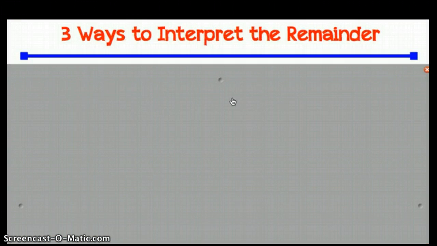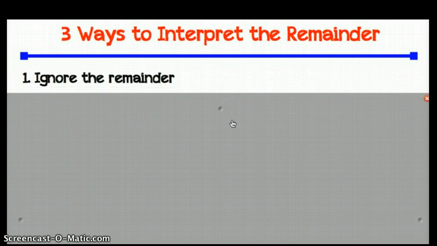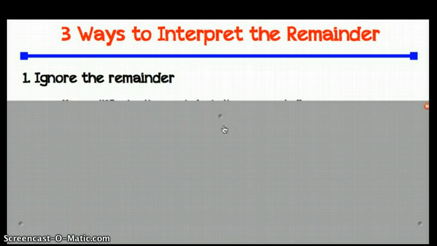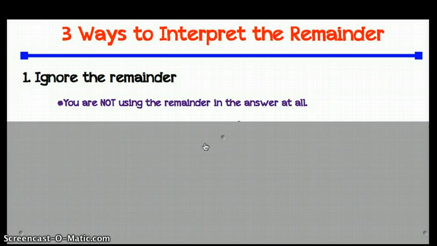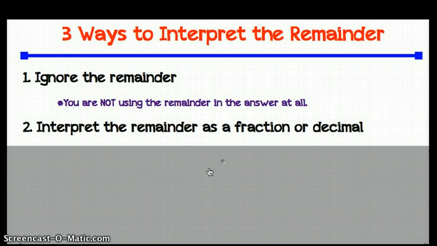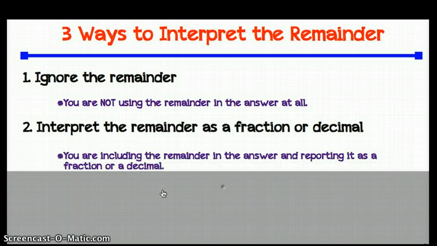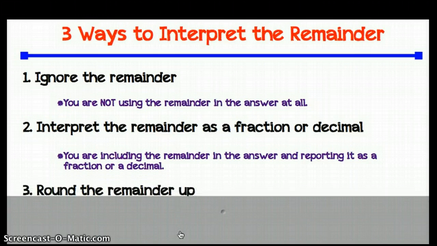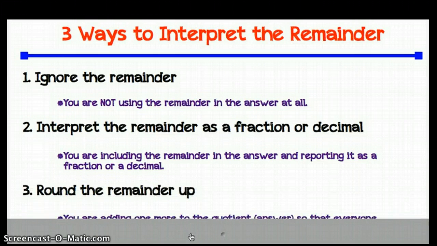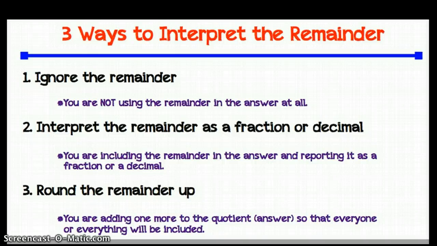Interpreting the remainder. There are three ways to interpret the remainder. First, you can choose to ignore the remainder. This means that you are not using the remainder in the answer at all. Second is to interpret the remainder as a fraction or decimal. This means that you are including the remainder in the answer and reporting it as a fraction or a decimal. Lastly, you can round the remainder up. This means that you are adding one more to the quotient or the answer so that everyone or everything will be included.